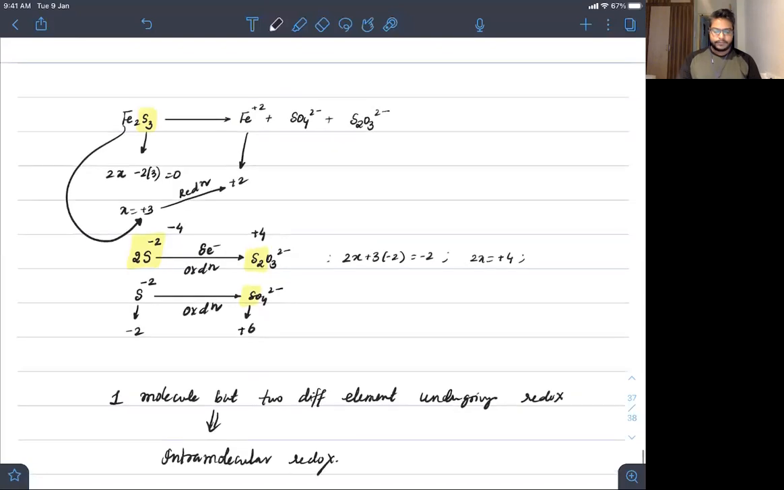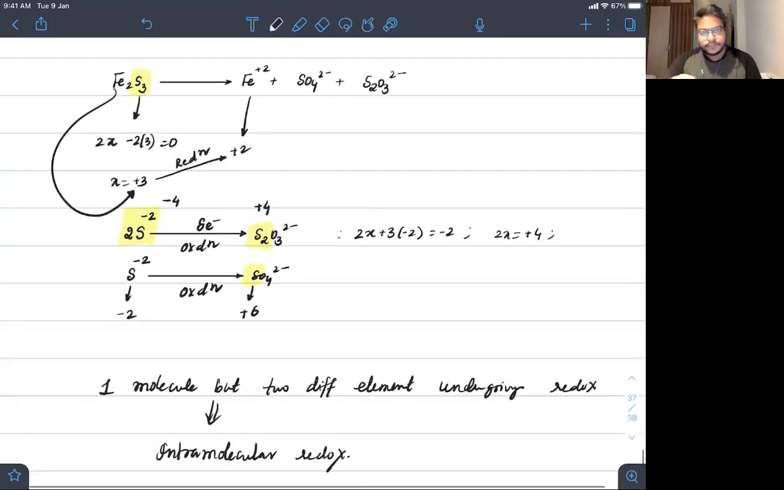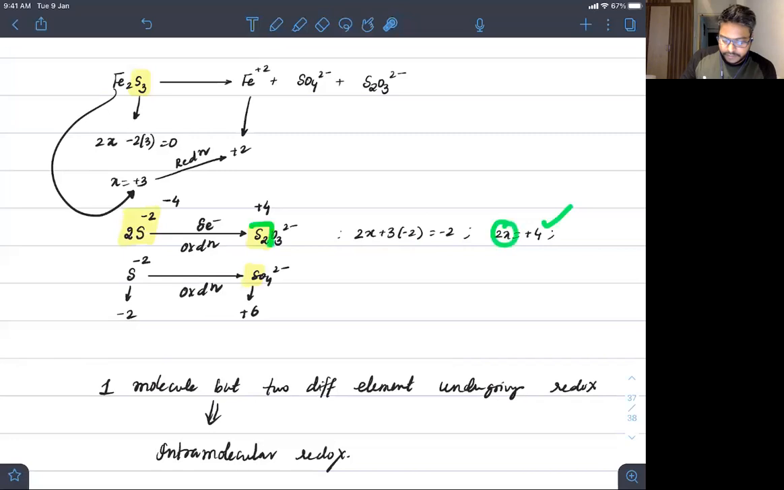Make a note of that. Sulfurs. Every sulfur has -2 charge, right? But there are 2 sulfurs here. So total, how much charge will it have? -4. Right hand side, 2 sulfurs. We are checking out the charge. 2x plus 3 oxygens with -2, overall charge is -2. So 2x comes out to be 4, which means for 2 sulfurs, the charge here is +4. For 2 sulfurs, the charge here is -4. So from -4 to +4, the value is increasing, which means it is oxidation.